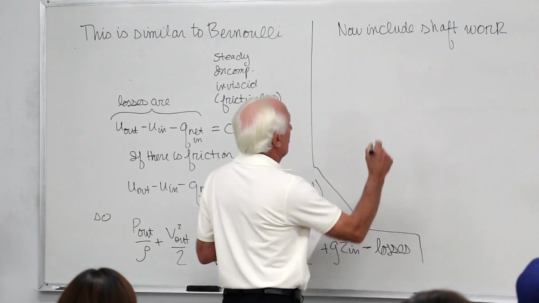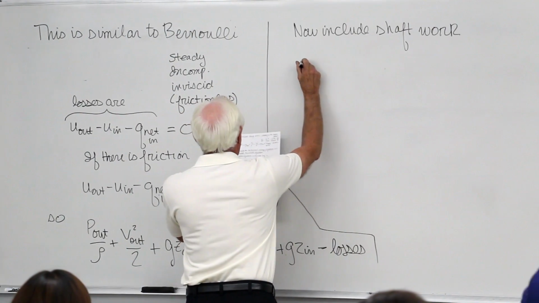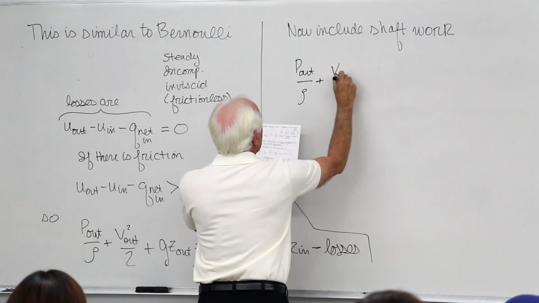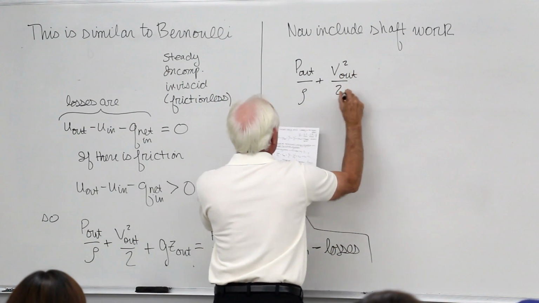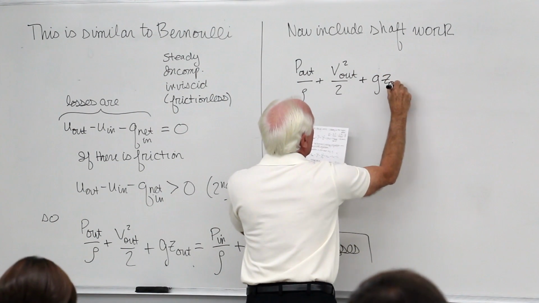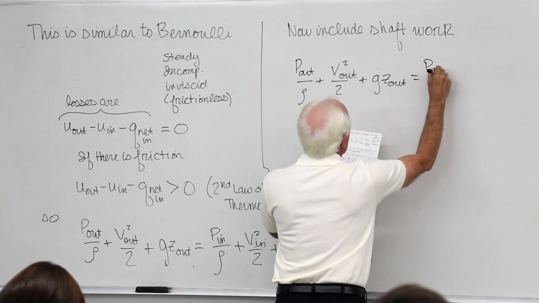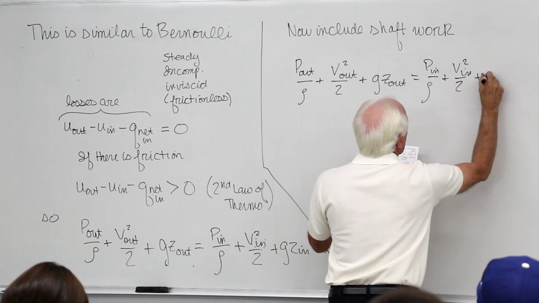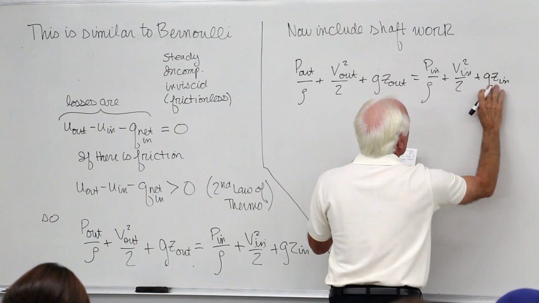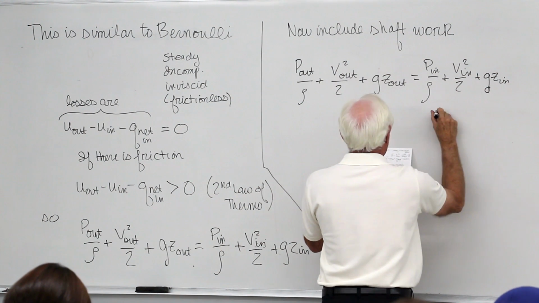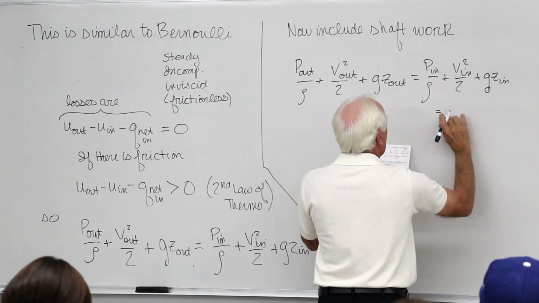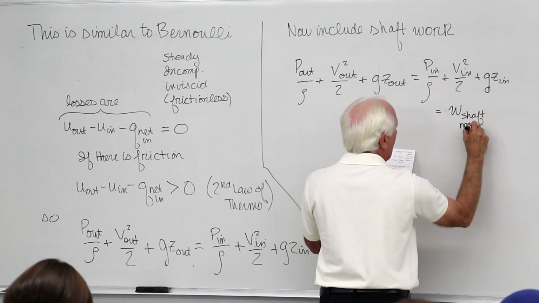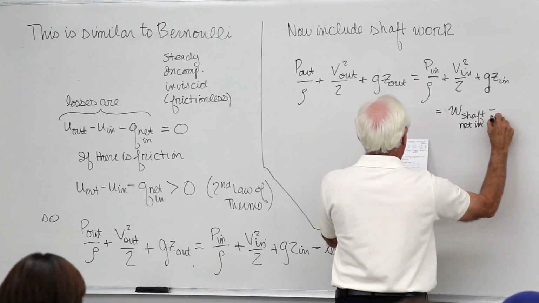Okay, so let's go back and include shaft work. So now we have P out, rho, V out squared over 2, g z out. And now we have our end terms. And that's equal to W shaft net in minus the losses.